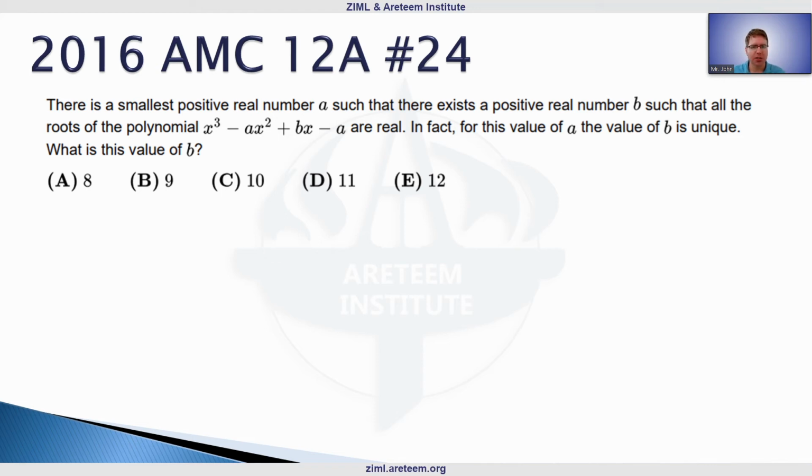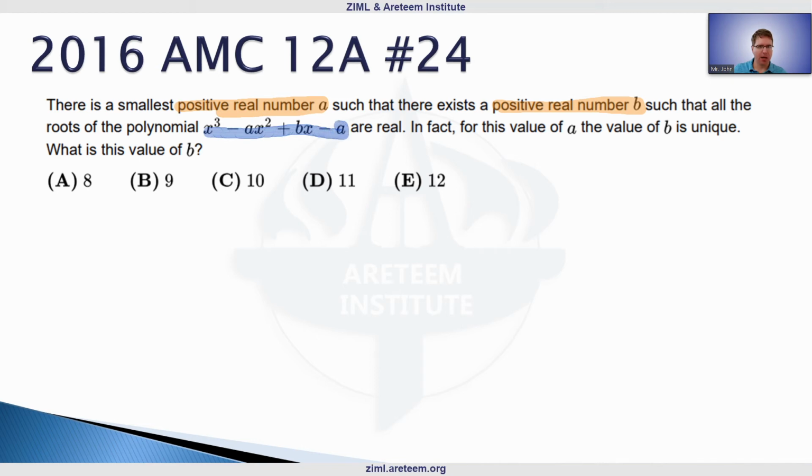So reading the question, we have a smallest positive real number A, positive real number B. So let me just highlight the fact here that we have positive real number A, positive real number B, right? That is our information here that we're given at the top. And we know that the roots of this polynomial are real. So let's look here and see what Vieta's theorem says.